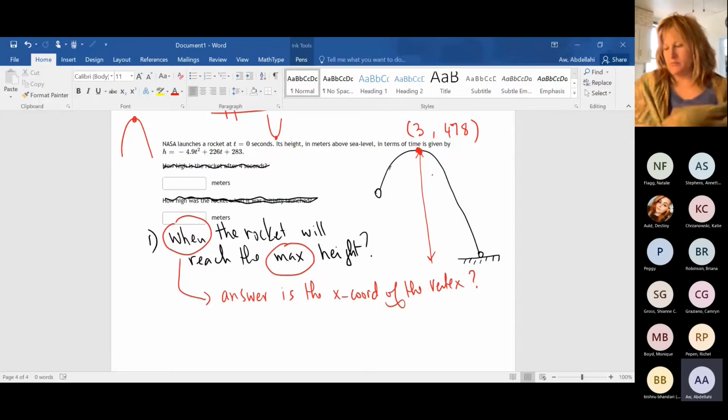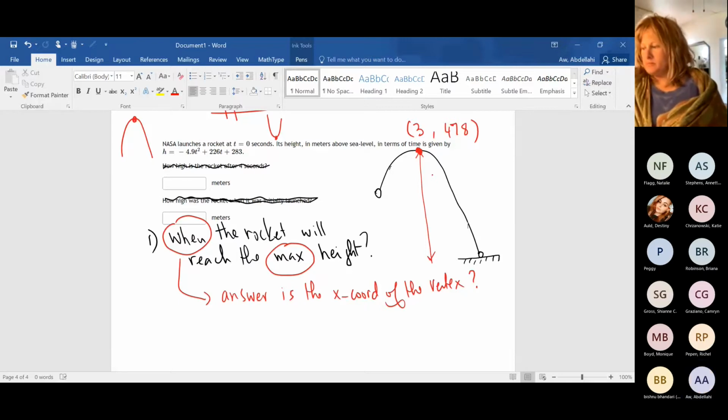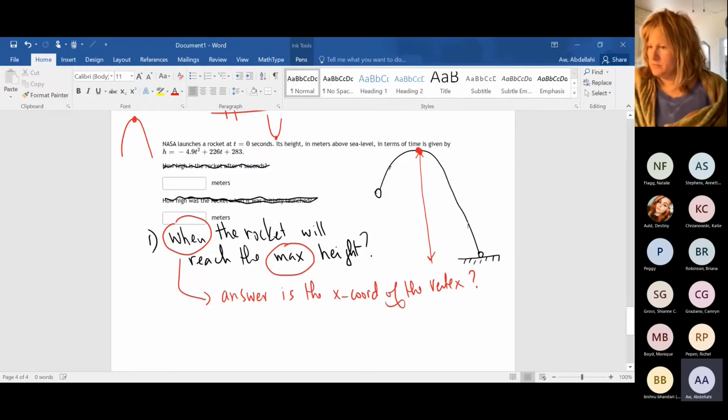What is the maximum height reached by the rocket? What's going to be your answer? 478, right? This is exactly what I'm talking about. So every time we say, when do we reach the maximum, the answer will be the h of the vertex, which means the x coordinate of the vertex.